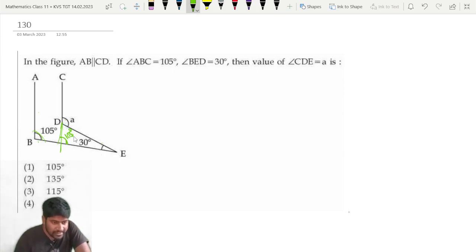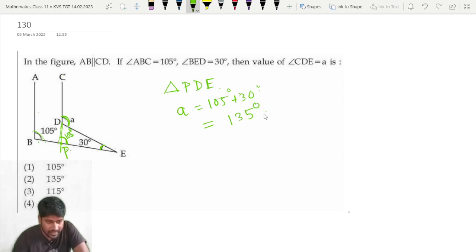Now look at this triangle. Okay, D, give it some name P. Okay, this point is P. Now in the triangle PDE, we are extending the side PD to C. Okay, that means this outer angle will be equal to the sum of the two inner opposite angles. Okay, so A will be equal to 105 plus 30 degree. Okay, this was a theorem. So 135 degree. A is equal to 135 degree. So option 2 is the correct answer.